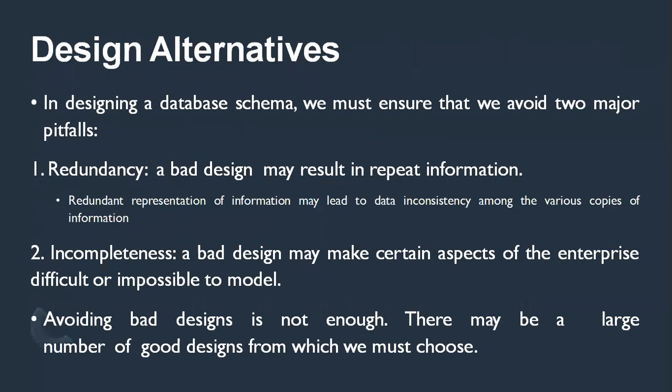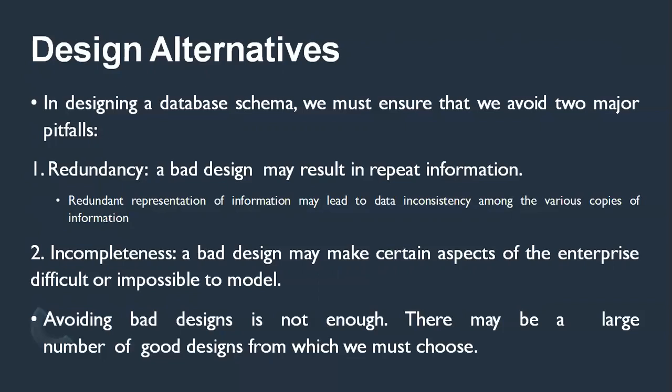How should the design be and what should be the different alternatives for the design? While designing a database schema, we must ensure that the following 2 points should be avoided. First one is redundancy and second one is incompleteness. What is redundancy? Redundancy is nothing but repetition of the information. A bad design may result in repeated information.